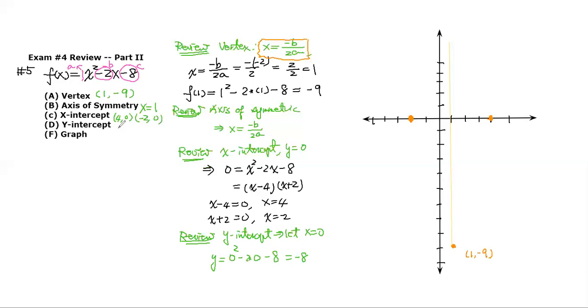I can rewrite this. This is 0, negative 8. So that's the y-intercept. Okay, now let's plot the points here. The y-intercept is 0, negative 8. So it's here. Okay, so now my challenge is, how do I graph it?